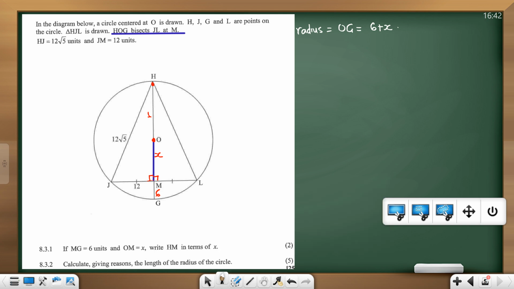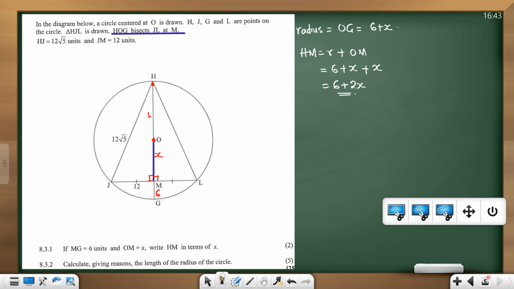But what am I looking for? HM. Oh, so HM is my radius plus OM. And what is my radius? 6 plus X. And what is OM? OM is also X. So what's my answer? 6 plus 2X. Everybody okay? Okay, we're good. Calculate, giving reasons, the length of the radius.